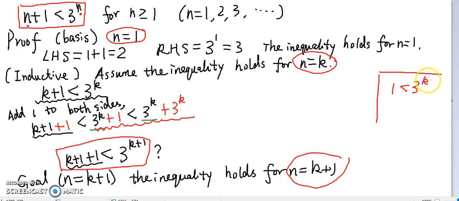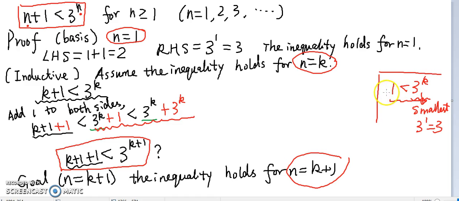Well, for other integers, if k is 2, we got 9. If k is 3, we got 27. This part is going to get larger and larger. The smallest number for 3 to the k is 3, 3 to the first, which is 3. And 1 is already less than the smallest. Of course, 1 is going to be less than all the other integers. So it doesn't matter what k is. This is always true. 1 is always smaller than 3 to the kth.